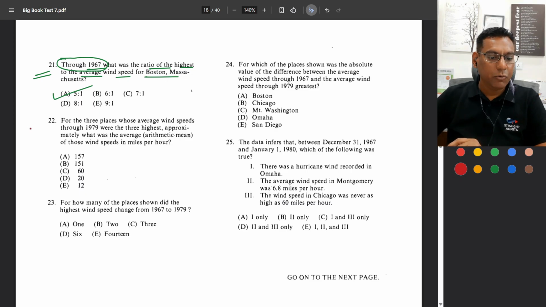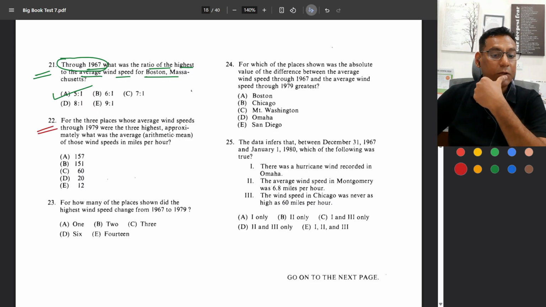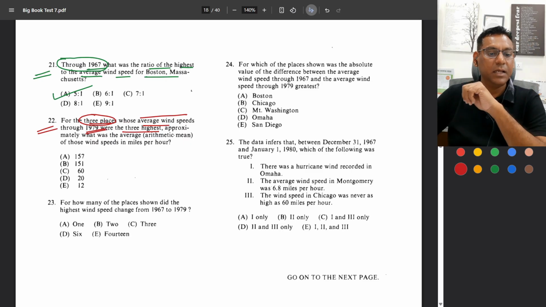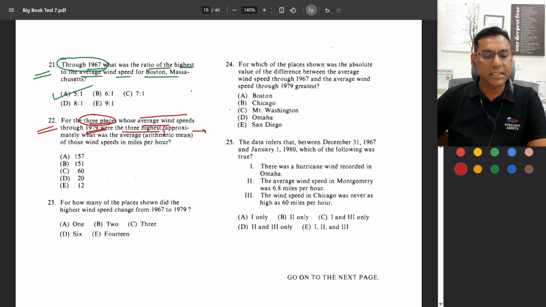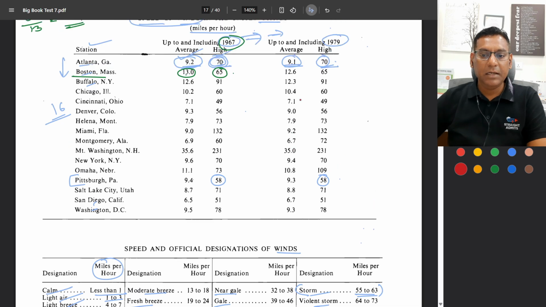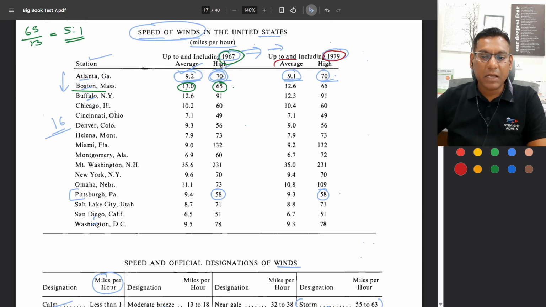Okay. Question 22. For the three places whose average wind speed through 1979, now second table, I have to find out three places where the three highest. So what are the three highest average wind speeds in 1979? Let's find that out. Then we will look at this. Always split the question so that it becomes easy for you. Let's find out the 1979 three highest average speeds.